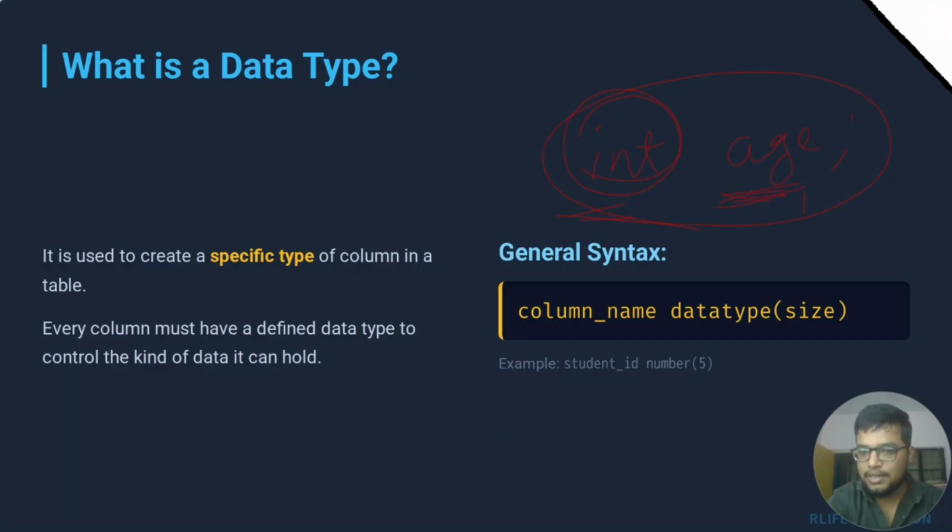You can see the general syntax: column name, then data type, and then we must mention the size of the data. For example, student ID is one of the columns, then the data type is number, and the size of this data type is 5.